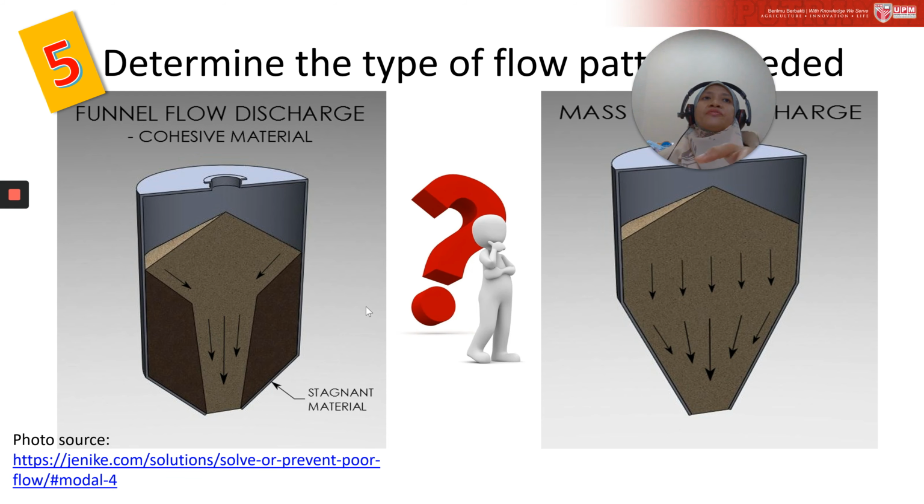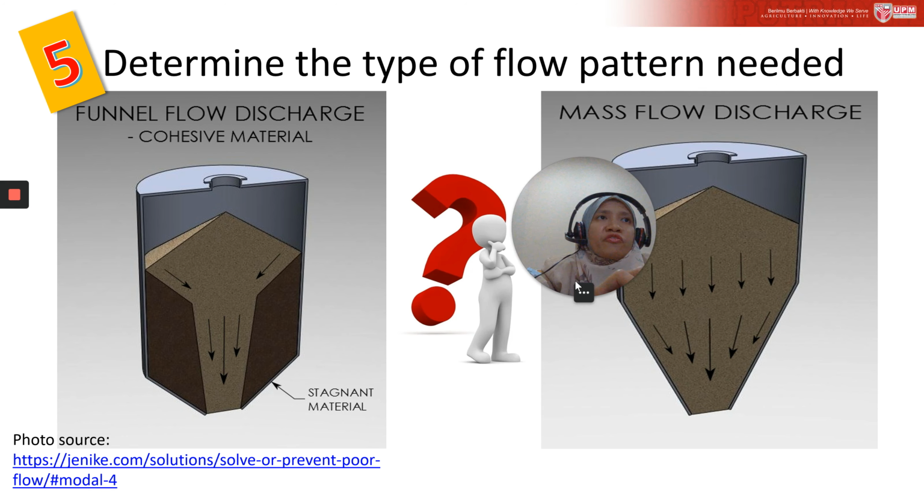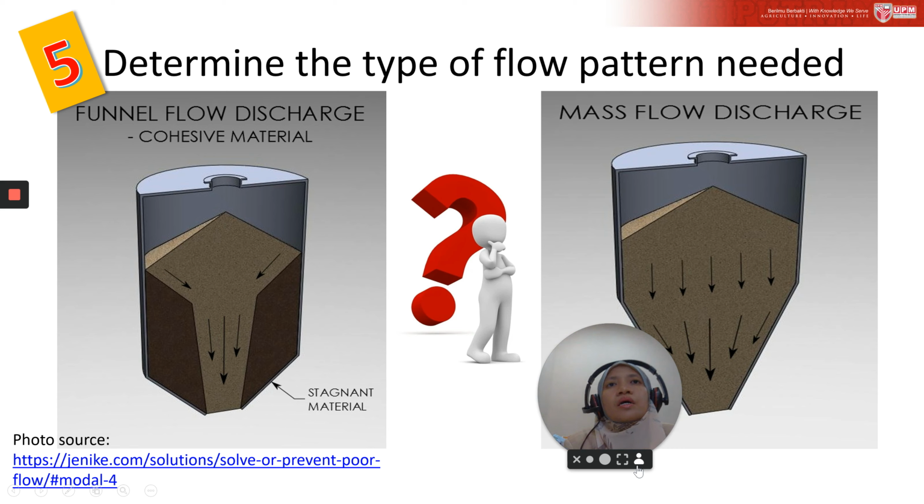Then step 5. It is to determine the type of flow pattern needed. I hope you know by now what is funnel flow and what is mass flow discharge, as has been introduced in the previous lecture. Both of these flow discharges have advantages and disadvantages. But for food processing, the best flow discharge pattern is mass flow.